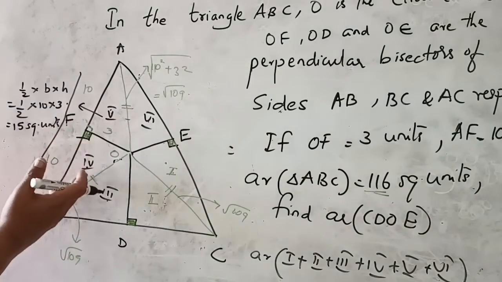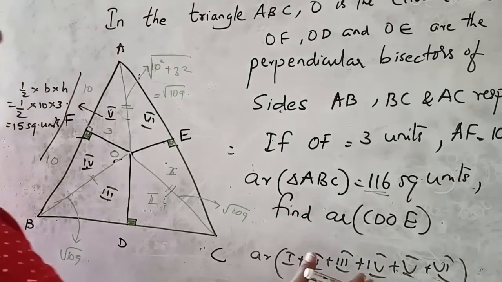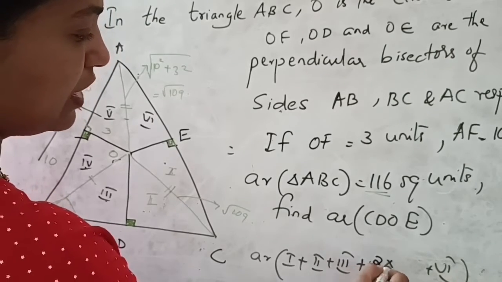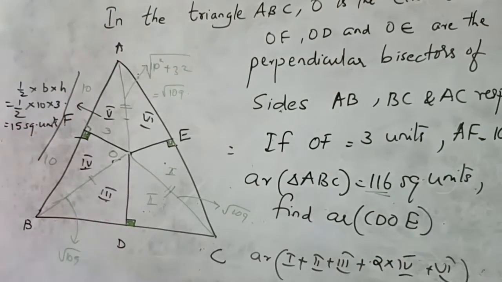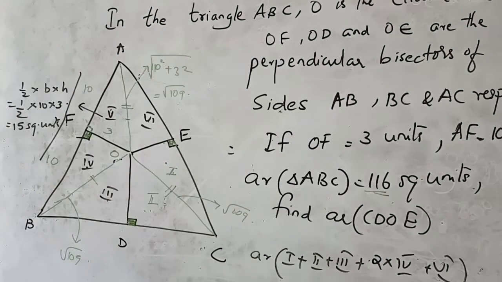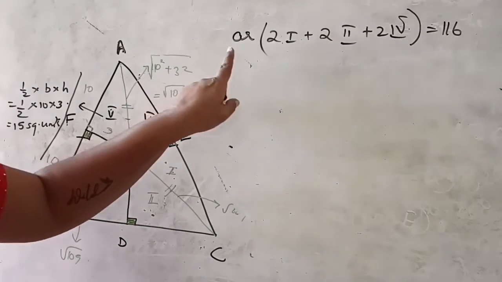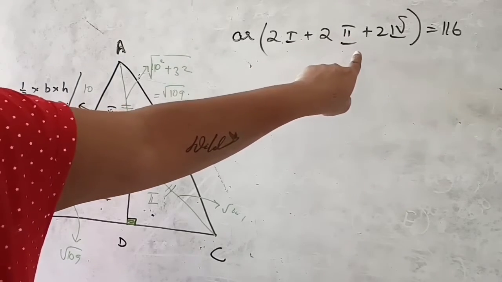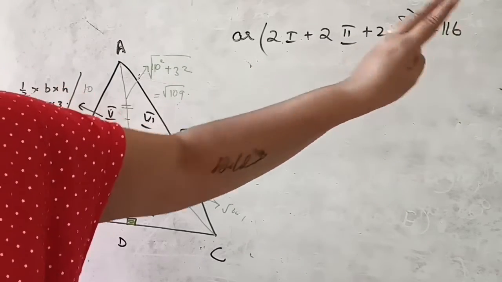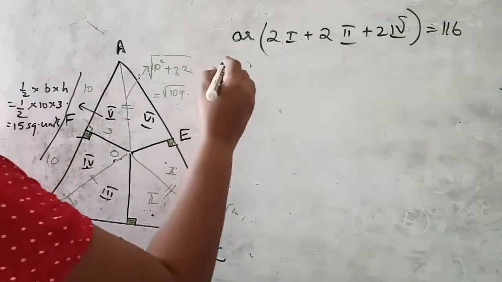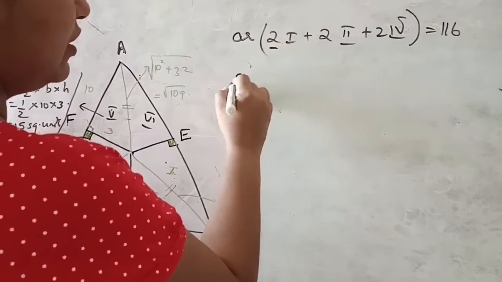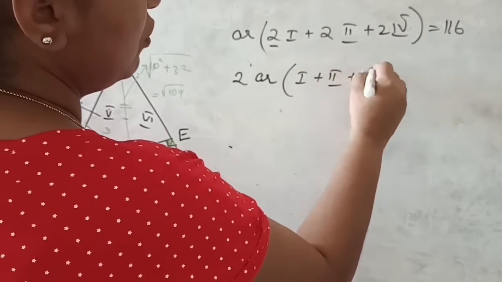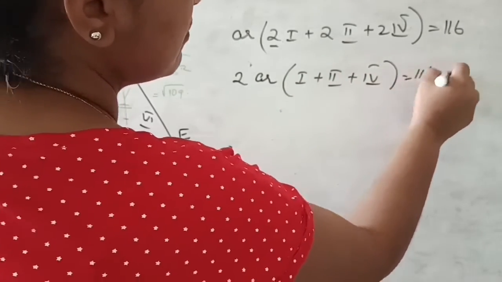Now I know that the area of 4 and 5 is the same. So I can write it here as 2 times 4. Correct? So I am getting area of 2 times the first part, 2 plus 2 times the second part, plus 2 times the fourth part is equal to 116. Or if I take this 2 outside, 2 times the area of 1 plus 2 plus 4 is equal to 116.